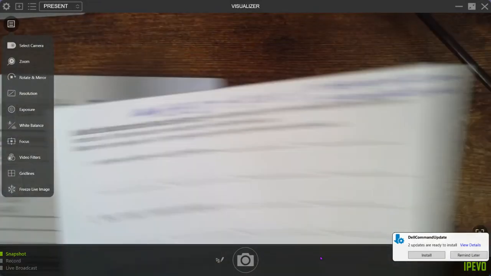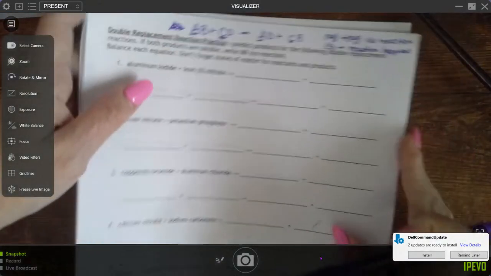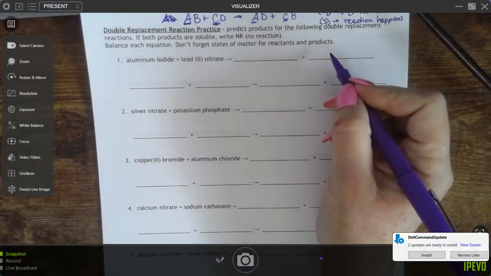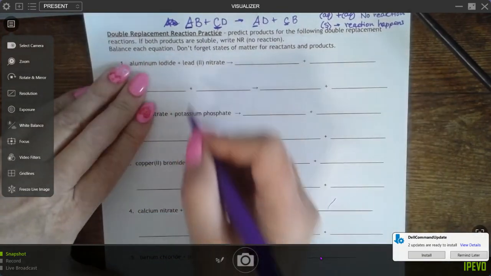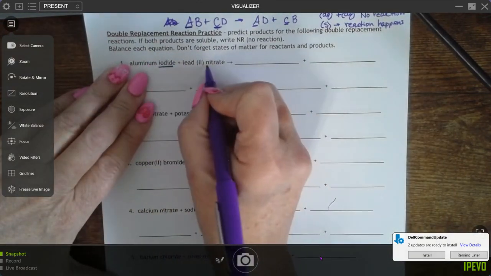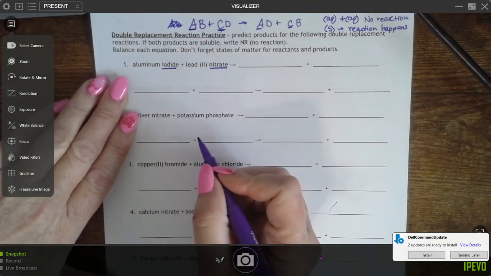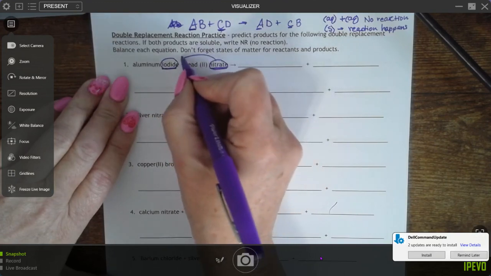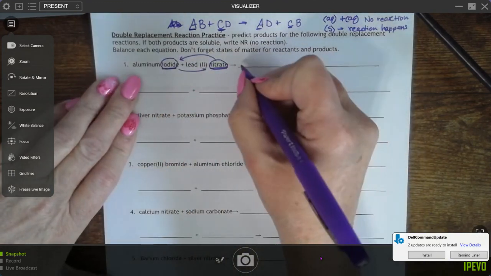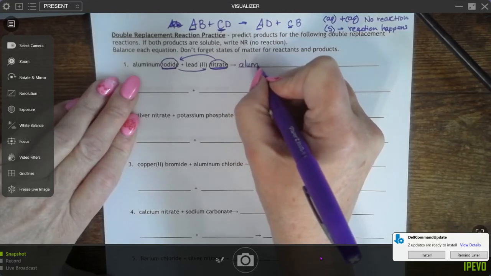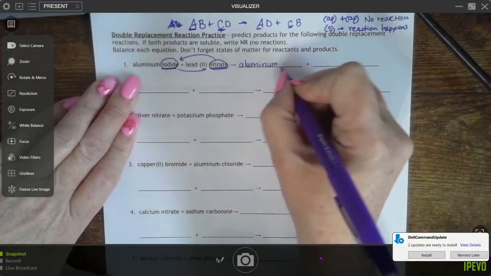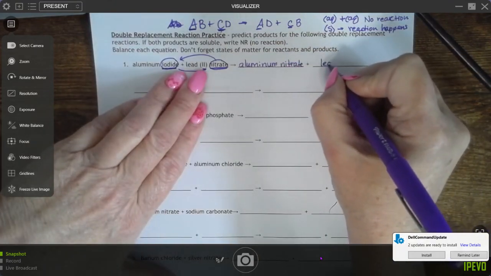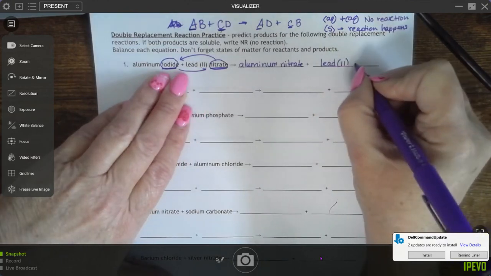Okay, so let's look at how we should go about answering these questions. The first thing I'm going to have you do is write a word equation. Okay, so like we said, two things are switching places, the second part of each compound. So what's going to happen is iodide and nitrate are going to switch. So our compound is going to be aluminum nitrate plus lead 2 iodide.